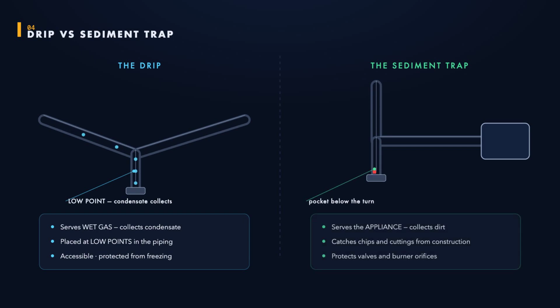A sediment trap serves the appliance. Its job is dirt, the chips and cuttings that unavoidably enter piping during construction, kept away from valves and orifices. The two can look alike, a capped stub of pipe, but they solve different problems in different places.